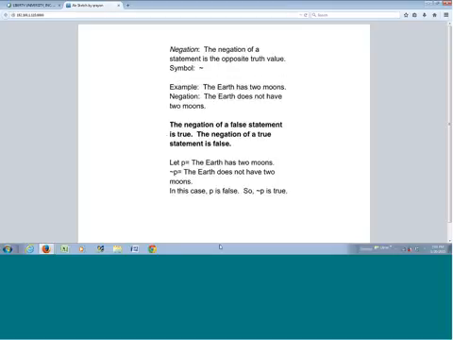We're going to start with some symbols. The first symbol is a negation symbol. The negation of a statement is the opposite truth value, and the symbol looks like, I just call it a little squiggly mark. An example: the Earth has 2 moons. The negation of that would be the Earth does not have 2 moons. If you notice, it changes the truth value when you do the negation. The negation of a false statement is true. The negation of a true statement is false.